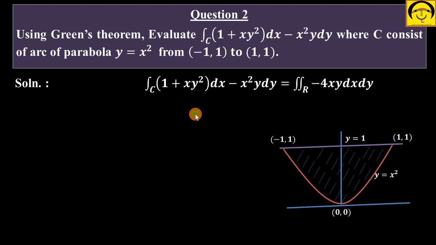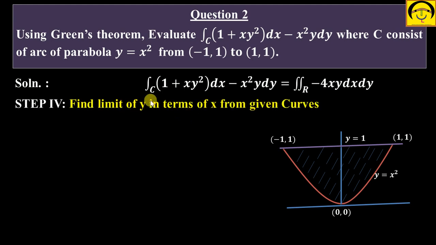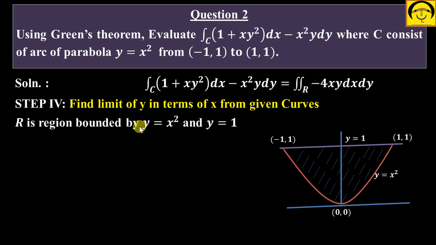So the fourth step was to find the limit of y in terms of x from the given curves. The given curves are y equal to x square and the line given. So your limit of y will vary from y equal to x square to y equal to 1. Why? Because the lower curve is y equal to x square and the upper curve is y equal to 1. So the lower limit will be y equal to x square, and the upper limit will be y equal to 1.